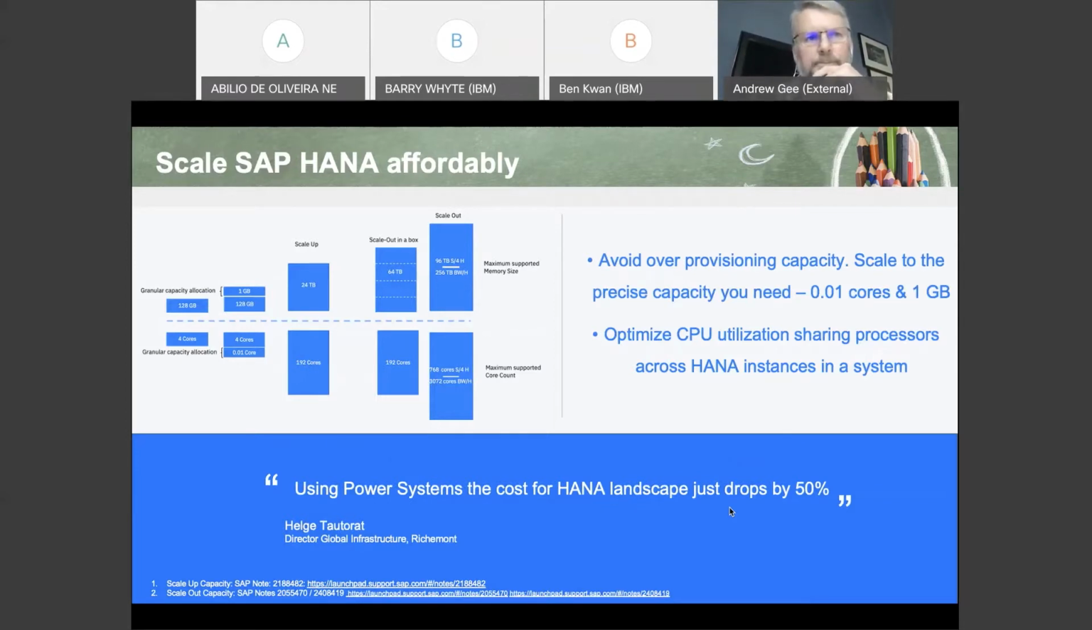This is showing how we can scale out in our small boxes. We can start off at 128 gig and 4 cores. We can do a granular allocation of 1 gig at a time, and then we can do 0.01 of a core. So our smallest LPAR that we can make on a Power system is 0.05, 1/20th of a core. We have a requirement still pretty much from SAP to have a 4-core minimum on a system for production, although that can vary. As I say, we can scale up in a single platform to 24 terabytes.